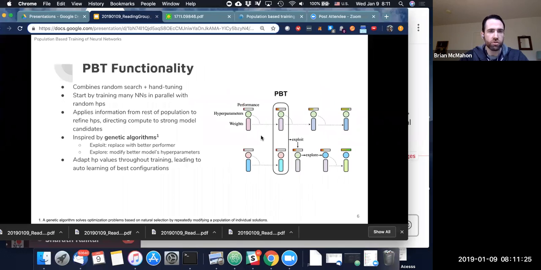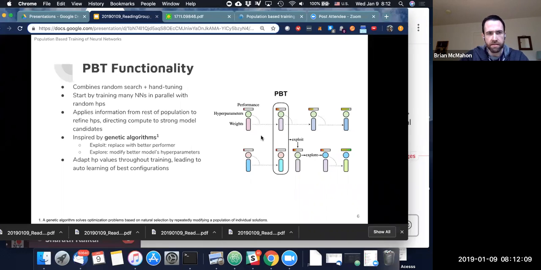So what population-based training does, by combining random search and hand tuning, is start out training many neural networks in parallel with random hyperparameters, as in random search. But instead of networks training independently, you use information from the rest of the population to refine the hyperparameters and then direct computation resources towards the models which are performing the best at each given point in time. This is inspired by genetic algorithms in that each population member, we can call it a worker, can exploit information from the remainder of the population.